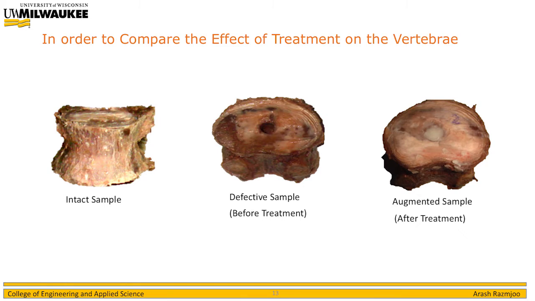In order to compare the effect of the treatment on the vertebra, we created three types of samples. First, this is the intact sample, which was extracted from the cadavers. This is the defective sample, in which, as you can see here, we created an artificial defect inside by using a CNC machine. And here is the augmented sample, or after treatment, where this sample was filled up with some special bone cement.